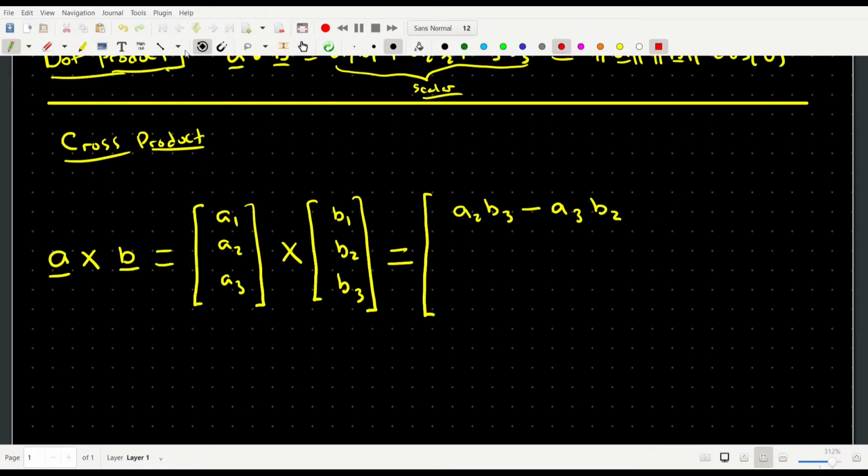The second component is computed in a very similar way. We cross off the second row, and we consider A1 times B3 minus A3 times B1, but be careful, you have to add in a negative sign in front of that multiplication. A1 times B3 minus A3 times B1.